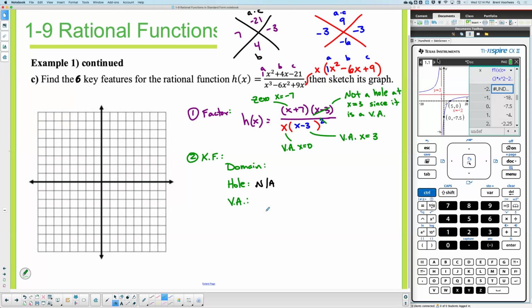So we have 2 vertical asymptotes. What are my 2 values? I'm going to go in order here. 0 followed by 3. Let's go ahead and add those to the graph. So go to 0. Draw your dashed line. And then the 3 dashed line. Again, it's vertical, which means up and down.